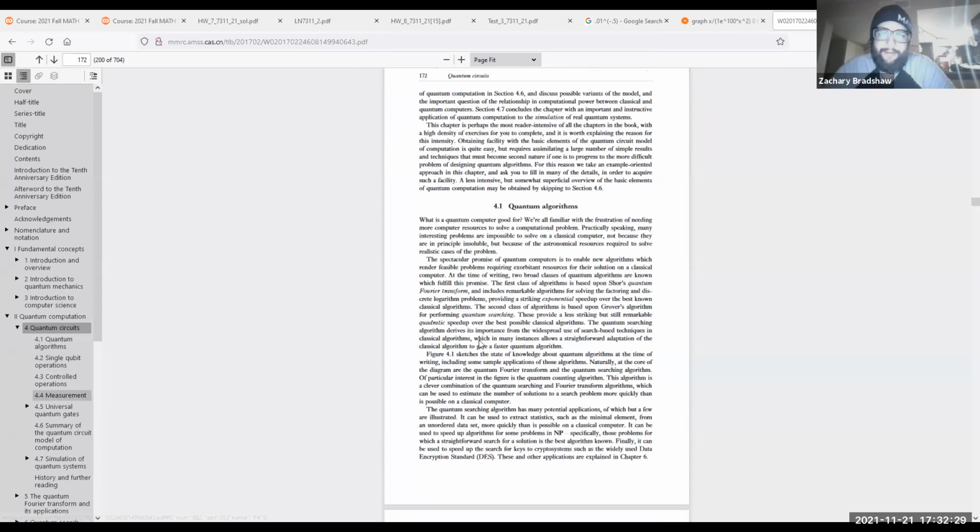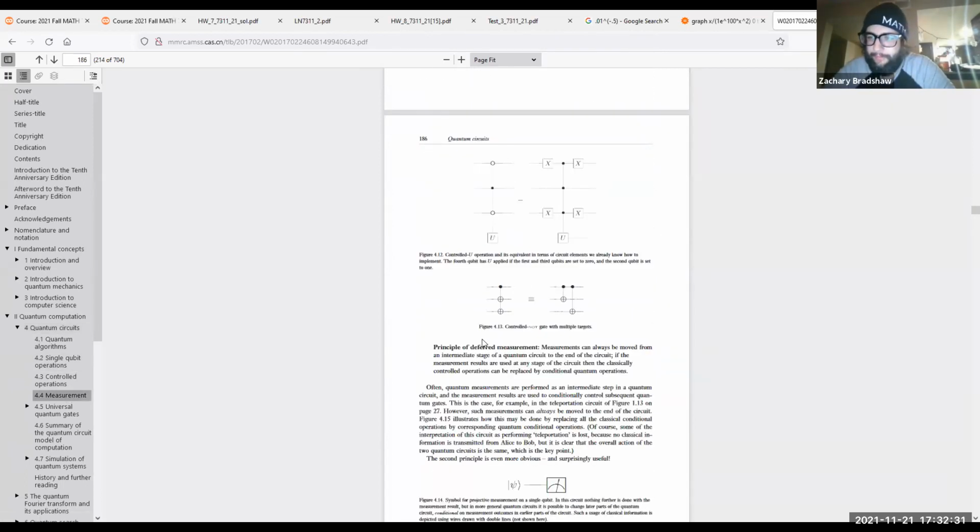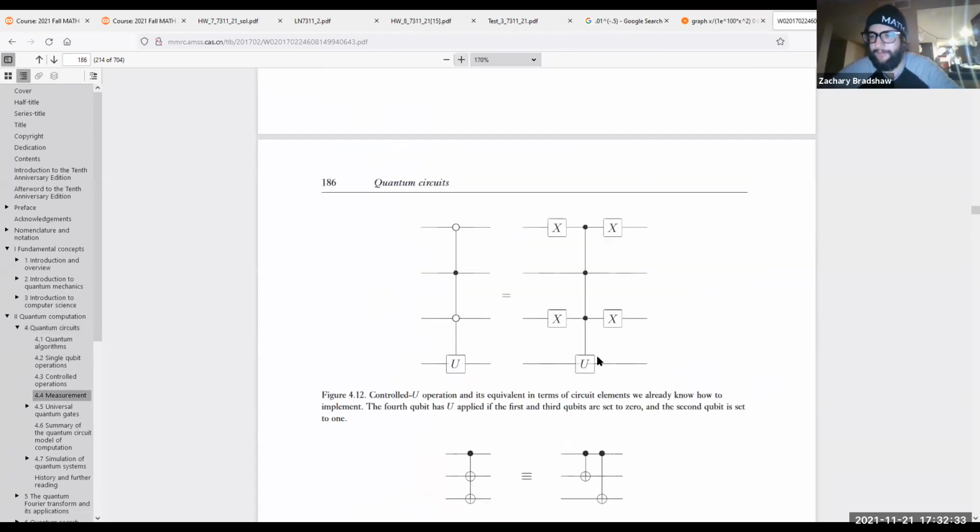So that principle basically says if you have a measurement in the middle of your circuit, then it's possible to move it to the end by replacing it with some quantum operations.